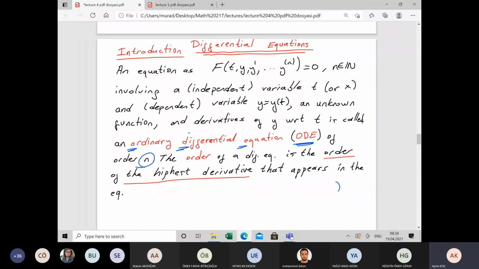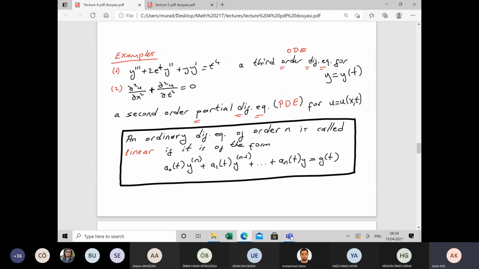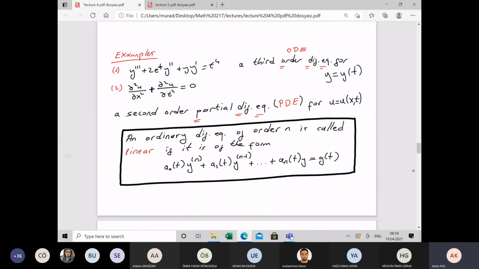But what does order n mean? The order of the differential equation is the order of the highest derivative. Look at this one: the highest derivative is this one, so this n is the order of this differential equation.